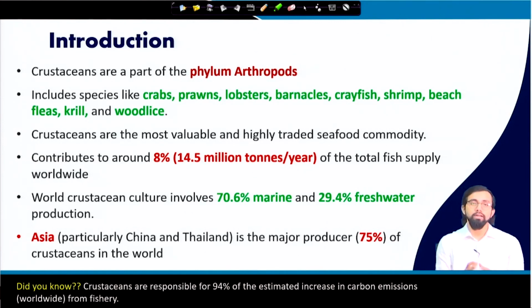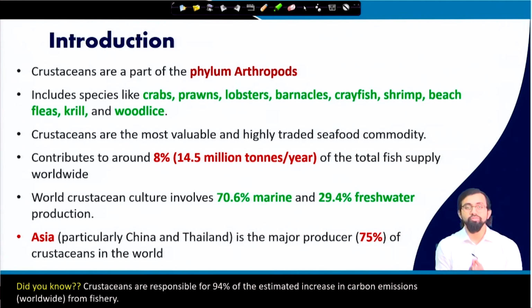In general, the crustaceans are a part of the phylum arthropods, right? Species like crabs, prawns, lobsters, barnacles, crayfish, shrimp, beach fleas, krill, and woodlice are considered under this crustacean category. These are the ones which we farm and use for different purposes.